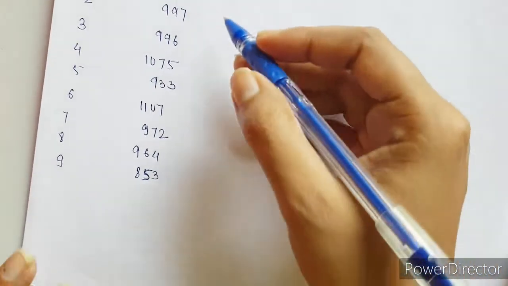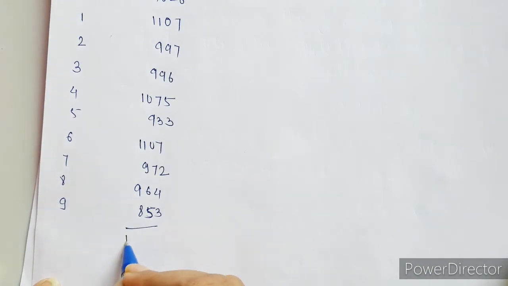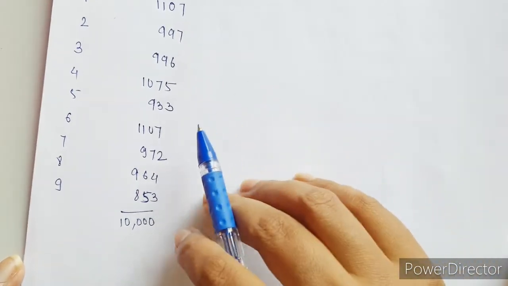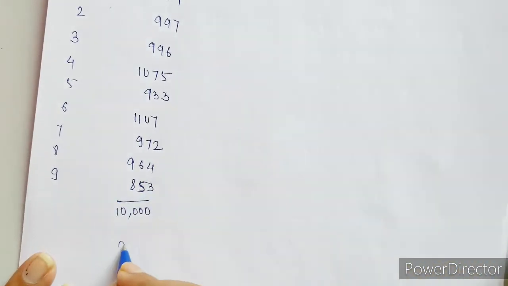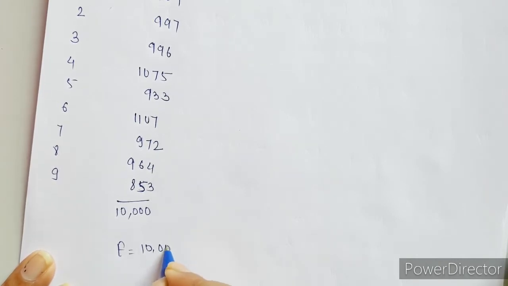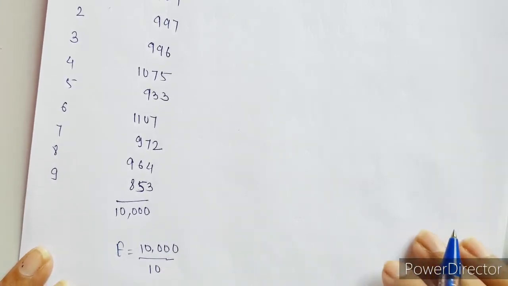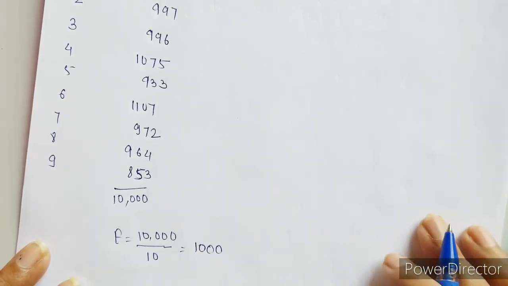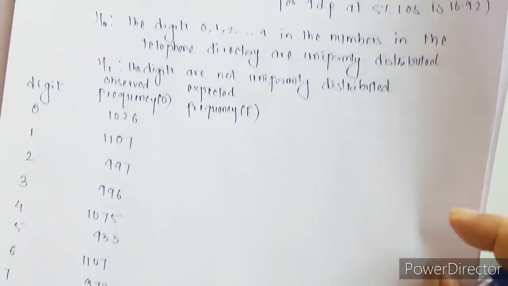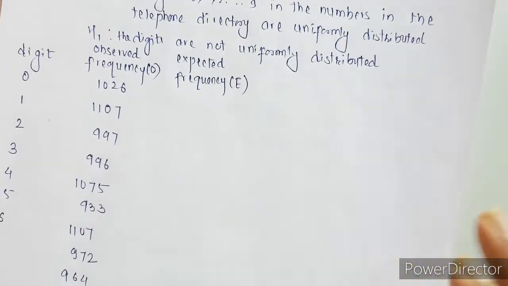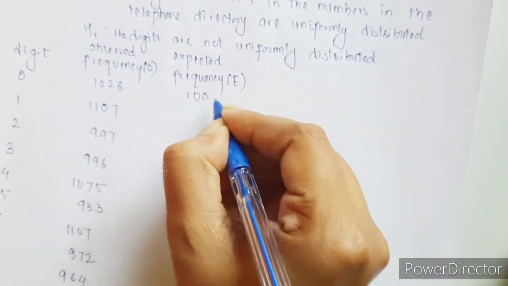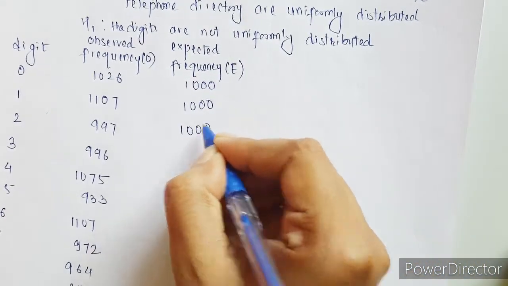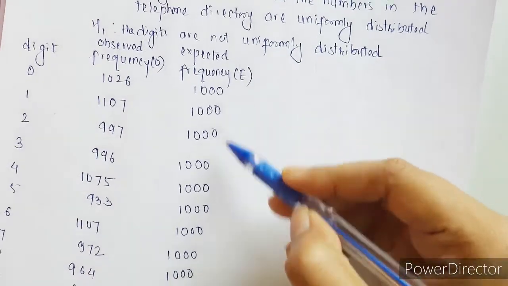Now the sum of this is nothing but 10,000, right? And we have total 10 values. So the expected frequency will be 10,000 upon 10, nothing but the average, the mean of this, which is 1000. So the expected frequency in this case is 1000. For each of these digits, the expected frequency is 1000. Okay, so we got the expected frequency.